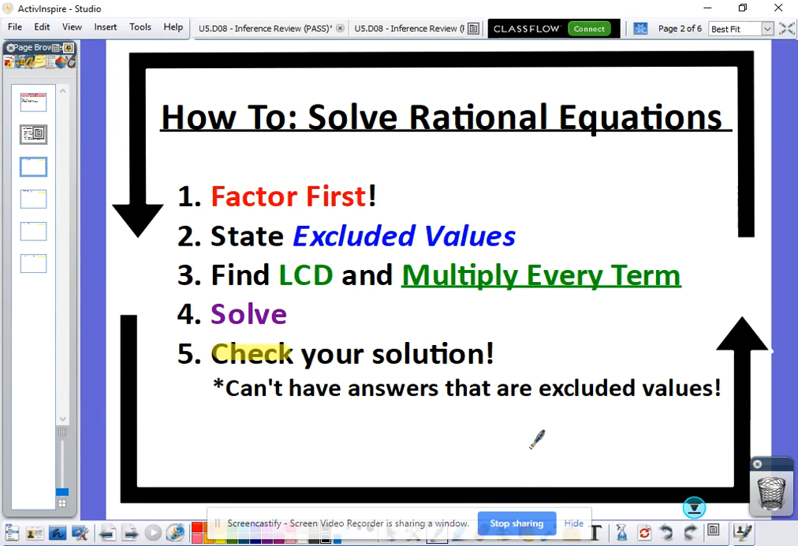Today, you will take some notes on the topic of solving rational equations. Here are the 5 steps for solving rational equations. If you need to pause this so that you can copy down these steps, now would be a great time to do so. I'm going to go ahead and move on to example 1.